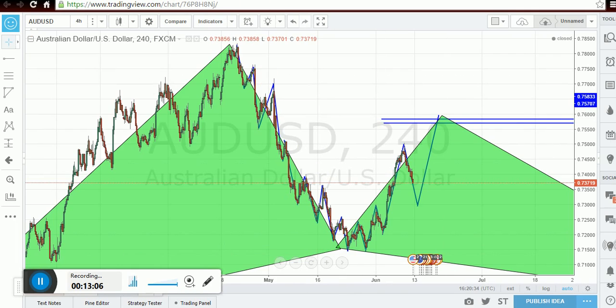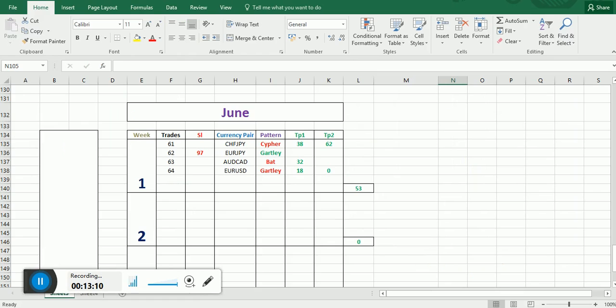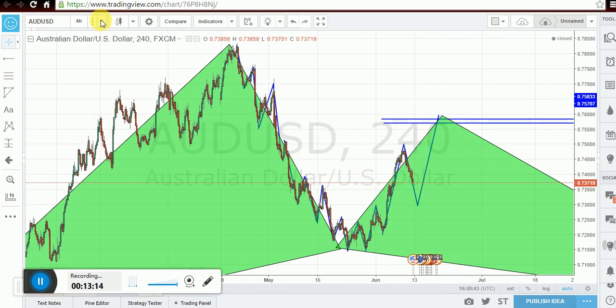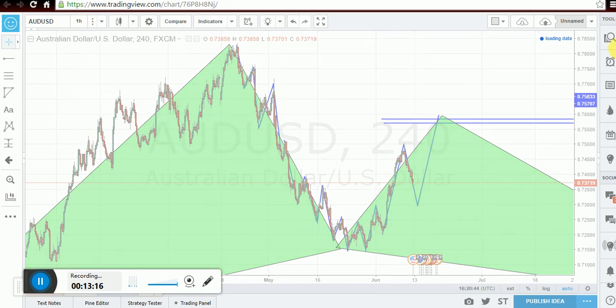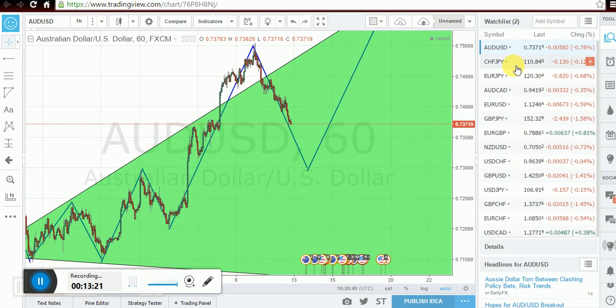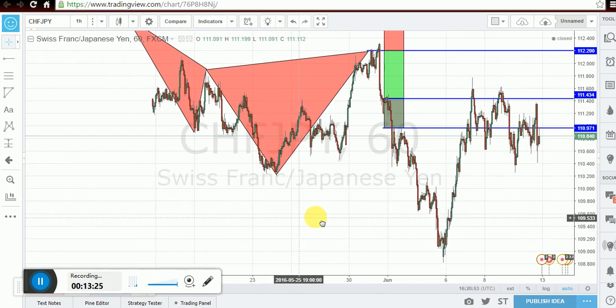So the first one was the Swissy against the yen. So this was the trade. It was, what was it? A bearish cipher pattern. Well, this is the bearish cipher pattern that we had on the Swiss yen. So if I bring in my chart to show you guys what happened. Swiss franc yen. So this is it, and that's the trade.